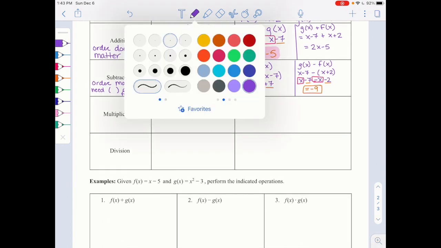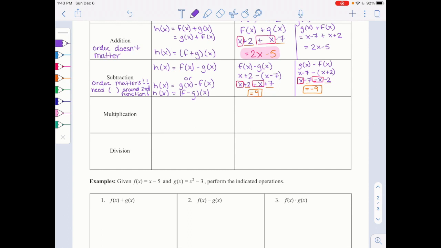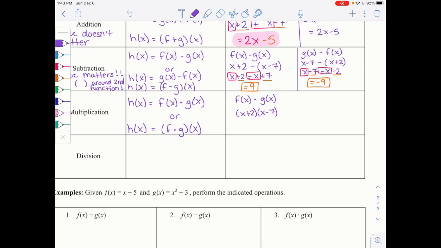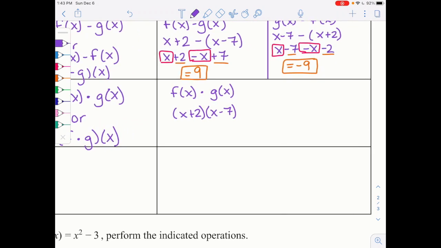So we can talk about multiplication too. So for multiplication, the new function will be f of x times g of x, or you might see it where they write it as f times g of x. So those both mean multiplication. So for me to multiply f of x times g of x, I'm going to do x plus 2 times x minus 7, and I'm going to double distribute here.